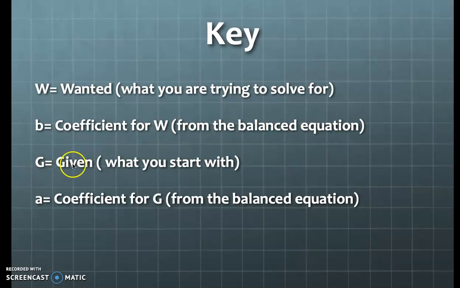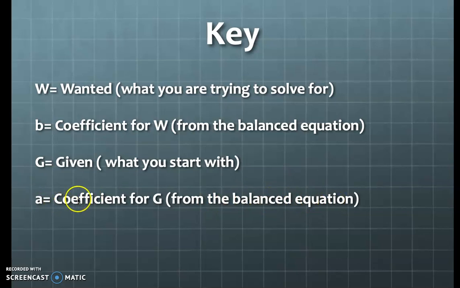G is the given. It's basically what you start with. It's the number that you're starting with that's in the problem. You'll have one number, and that's your given. The given is going to be the first number you write down on the paper. The little a is the coefficient for the G, or the given, and it's found from the balanced equation.